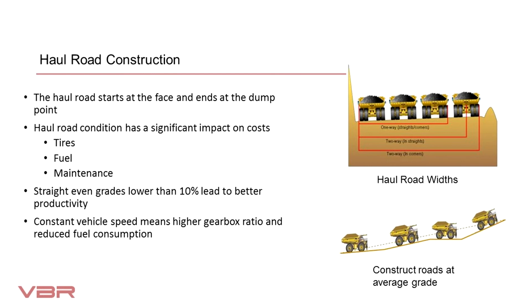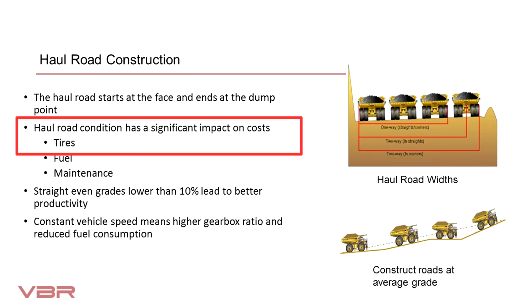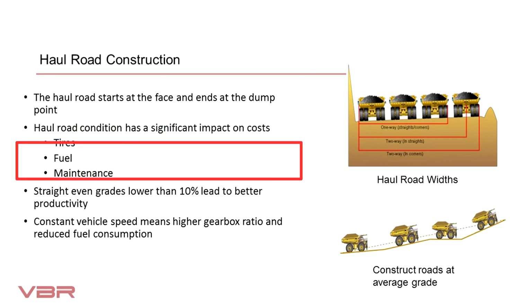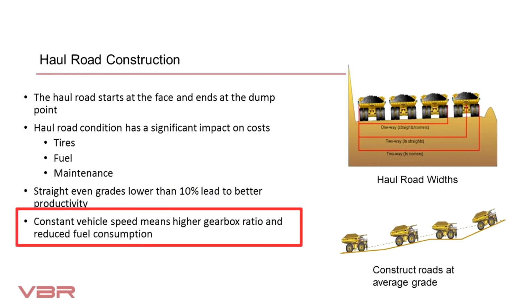Haul road construction and maintenance is key to ensure smooth operation of mobile equipment at the lowest possible costs. The haul road starts at the face and ends at the dump area. Haul road condition has a significant impact on cost of tires, fuel, and maintenance. Straight, even grades lower than 10% lead to better productivity. Constant vehicle speed means higher gearbox ratio and reduced fuel consumption.